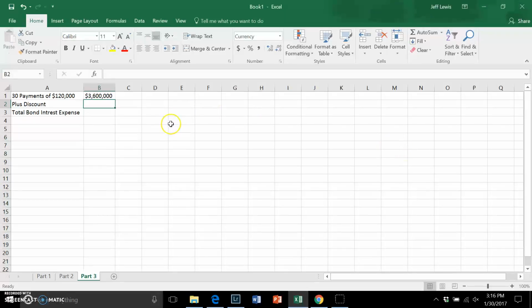And then we're going to add that to the discount off of the original bond price. So we determined that was 543,552. And then we're going to add those together, so just the sum.